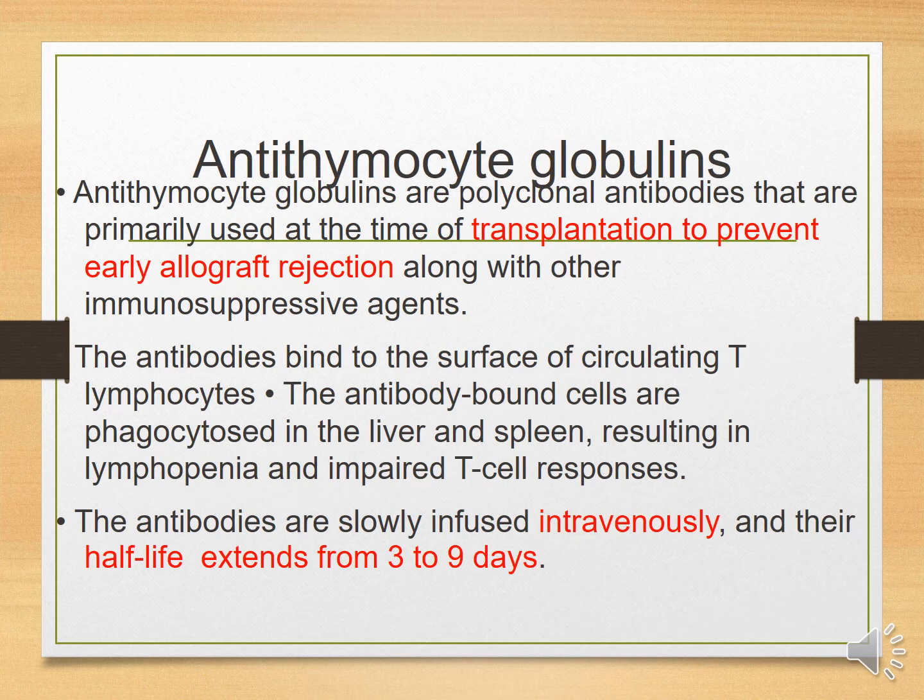Then comes anti-thymocyte globulins. Anti-thymocyte globulins are polyclonal antibodies that are primarily used at the time of transplantation to prevent early allograft rejection along with other immunosuppressive agents. The antibodies bind to the surface of circulating T lymphocytes. Then the antibody-bound cells are phagocytosed in the liver and spleen, resulting in lymphopenia and impaired T cell responses. These antibodies are slowly infused intravenously and their half-life extends from 3 to 9 days.